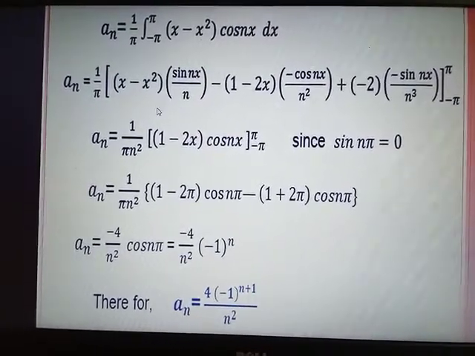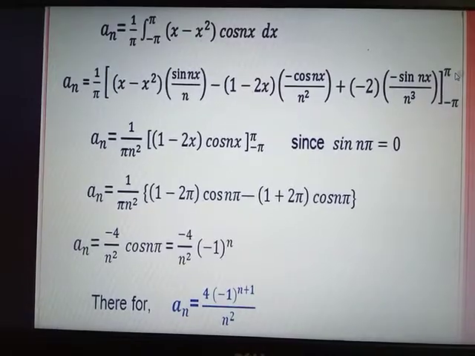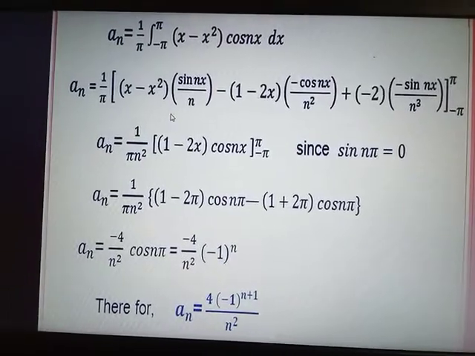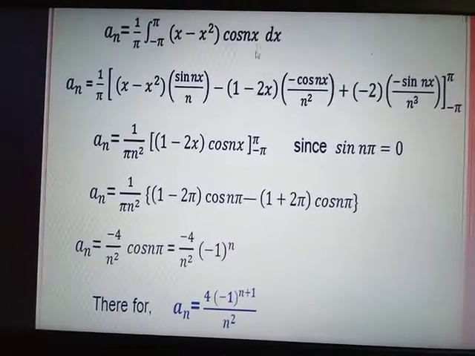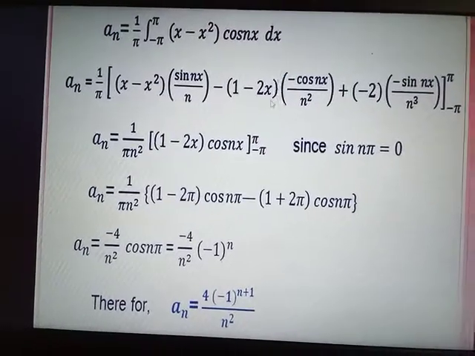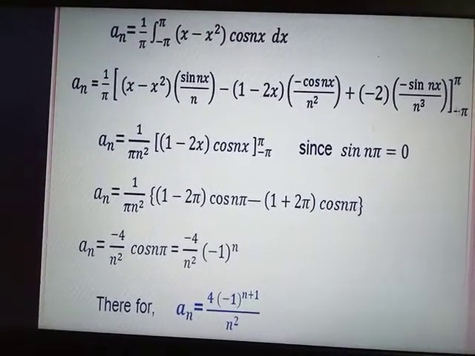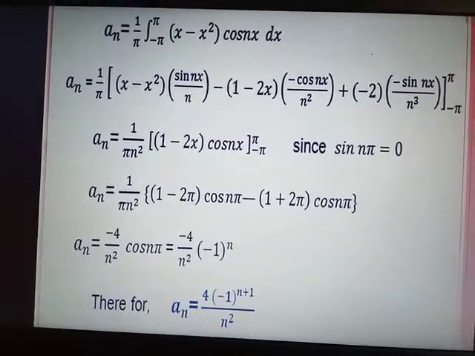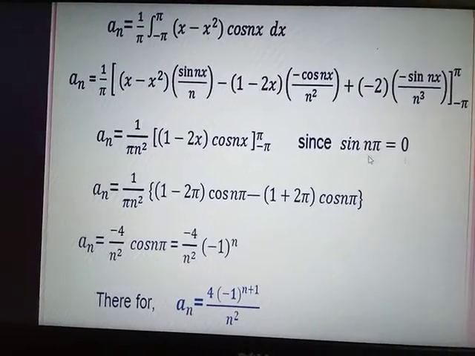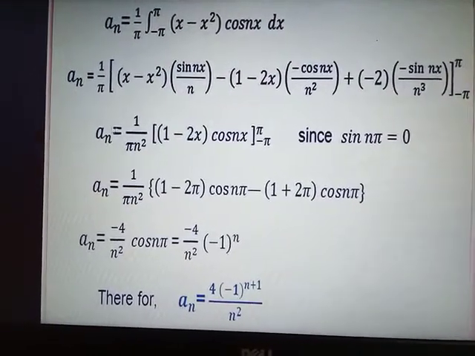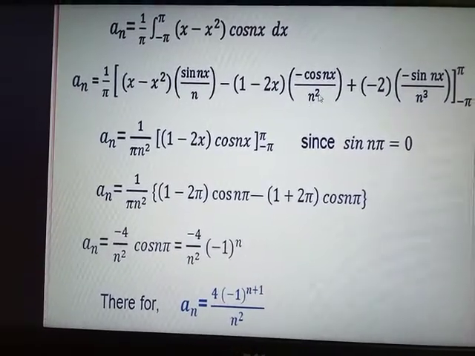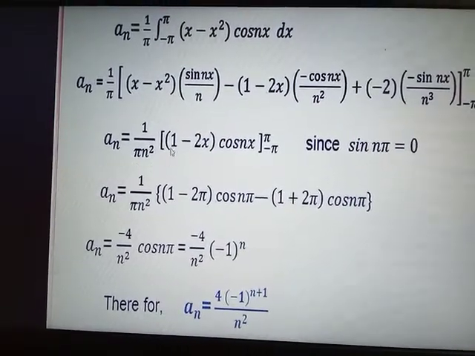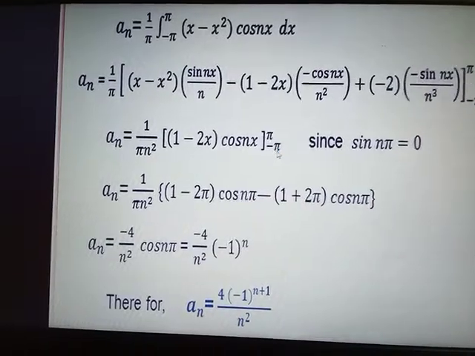See here we have to apply the limits as pi. We know that sin n pi value is 0, therefore this first term and last term will be 0. We get only the middle term, so we have to apply these limits to the middle term only, because the first term and last term will be 0 when we apply these limits, because sin n pi value is 0. Here 1 by n square is constant, take outside the limit. 1 by pi n square into 1 minus 2x cos nx, limits from minus pi to pi.